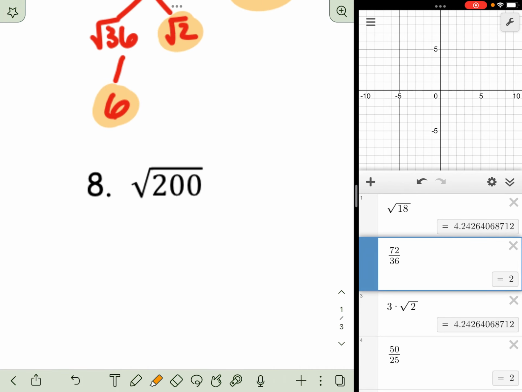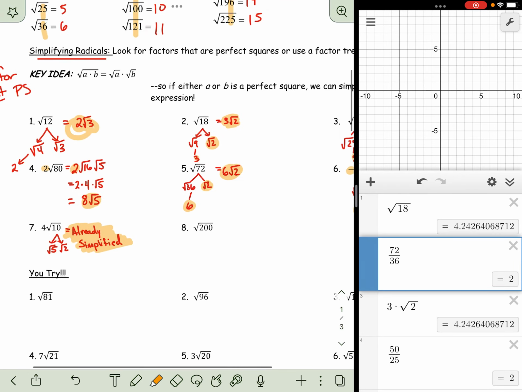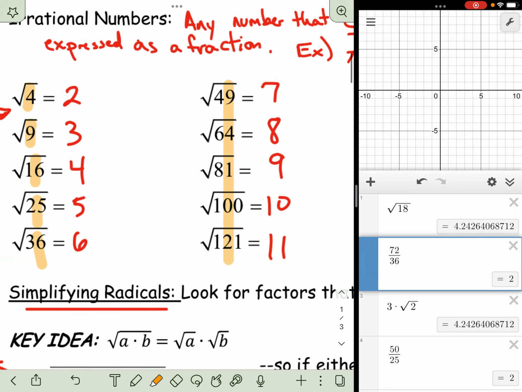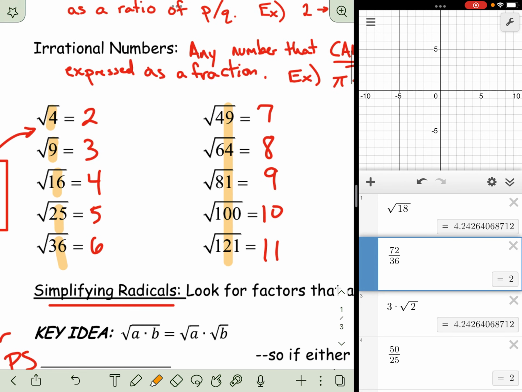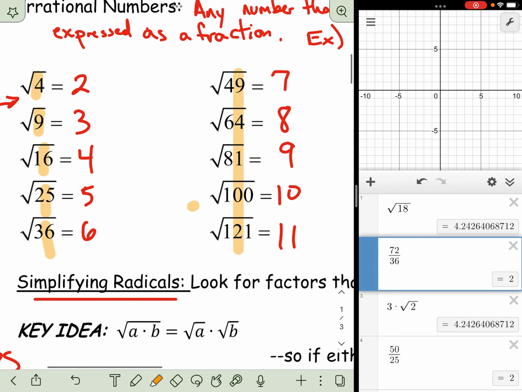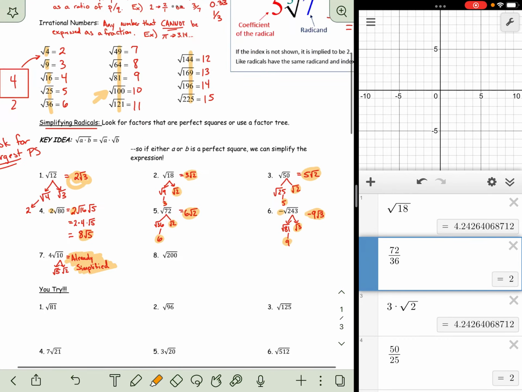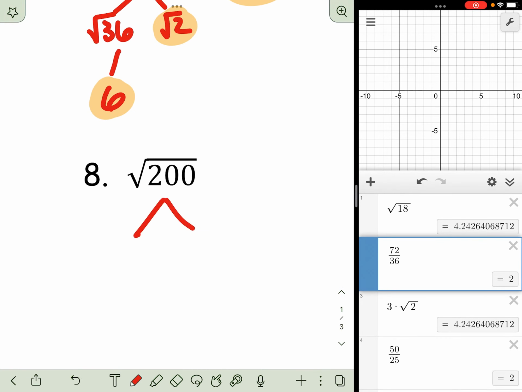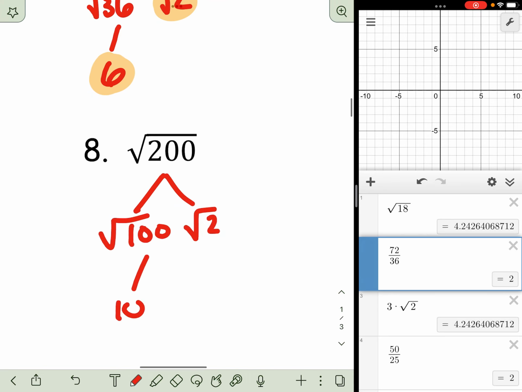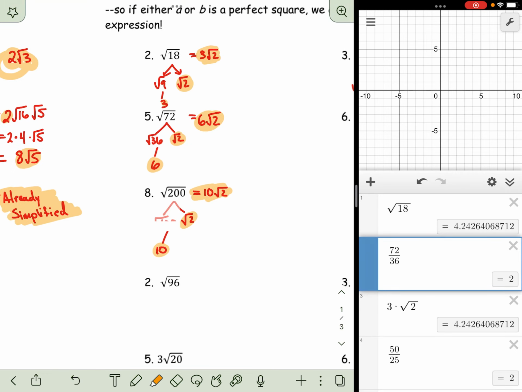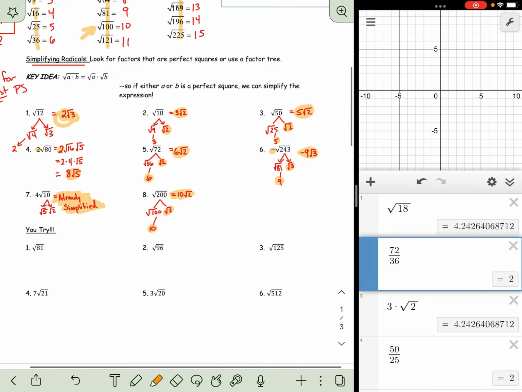Okay. How about 200? Can you think of a perfect square that goes into 200? And again, if you get stuck, look up here. 100. 100 goes into 200. Radical 100, radical 2. The square root of 100 is just 10, and radical 2 does not change. So your answer here, 10 radical 2. Okay, and as we practice this, you should be able to get quicker and quicker.